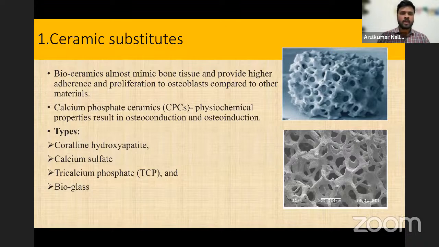Basically, they are composed of calcium sulfate and calcium phosphate molecules. And these molecules are the basis of our bone architecture, so they are nothing new to our bone. Those structures can be very well integrated with our native tissue. There are various types available. The first one is the coralline hydroxyapatite, which is the basic molecular structure in our bone. Another is calcium sulfate, tricalcium phosphate, and bioglass.